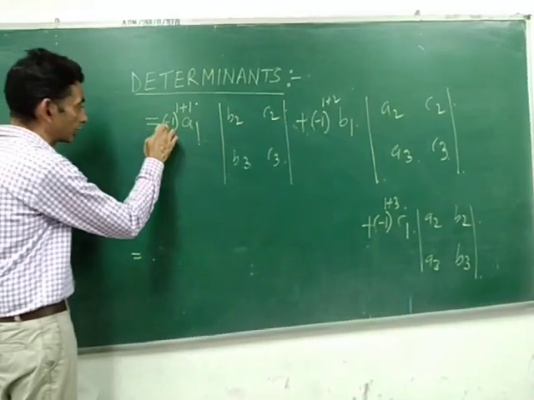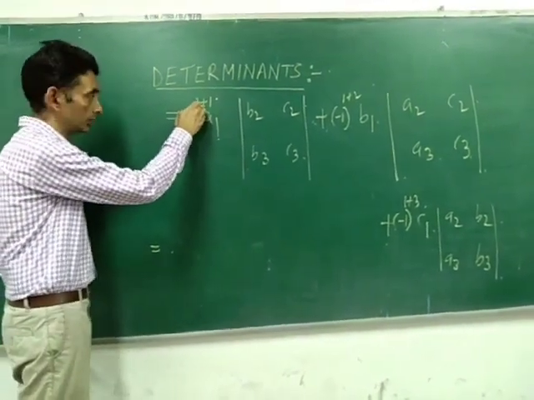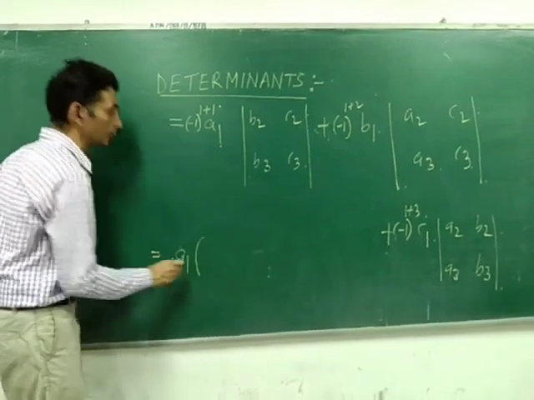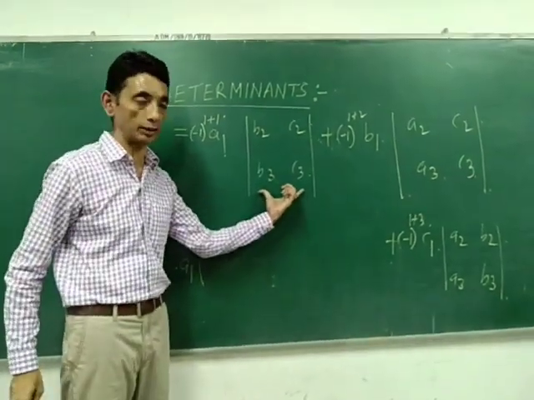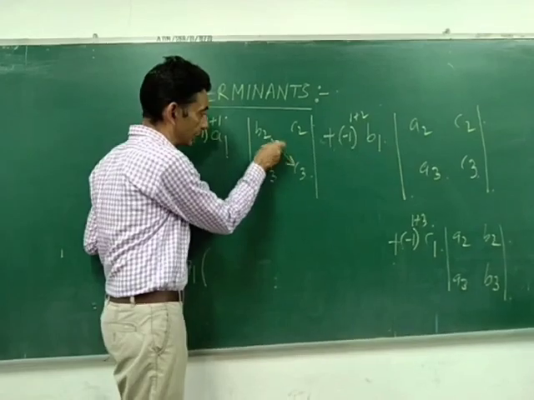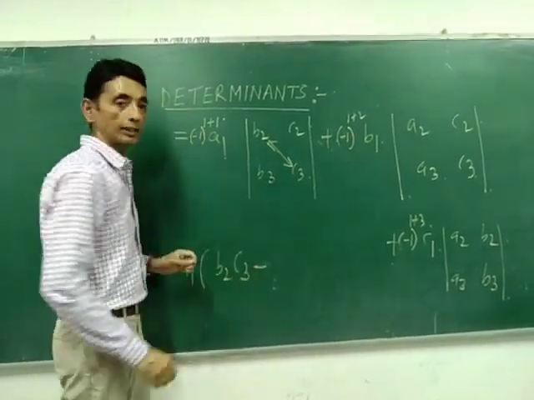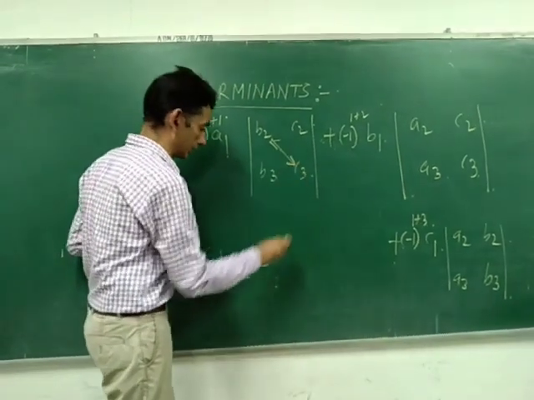We know that minus 1 to the power 2, that means an even number, obviously it is plus A1. And already you have learned how to expand a second order determinant. We will multiply first the diagonal elements, that is B2, C3. Then after that, a minus sign, we will multiply B3, C2.